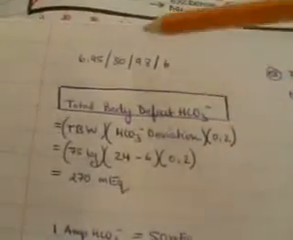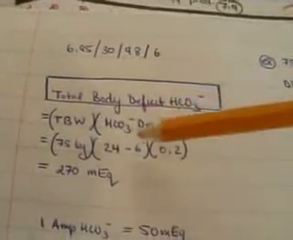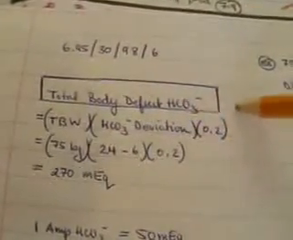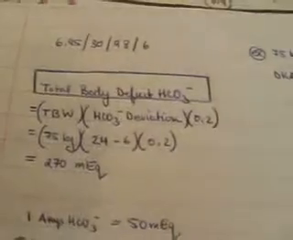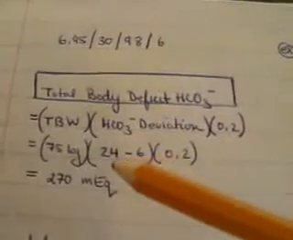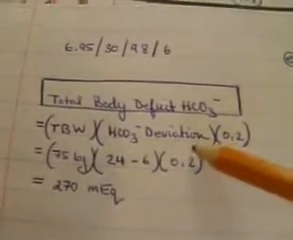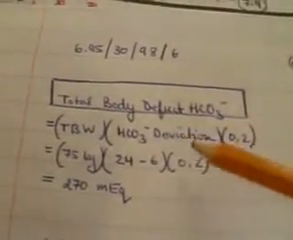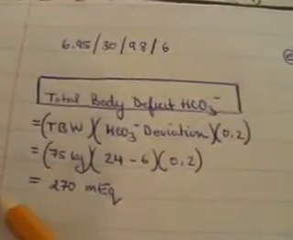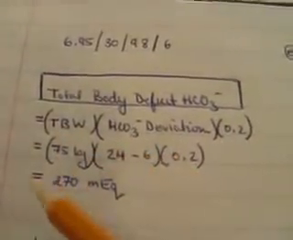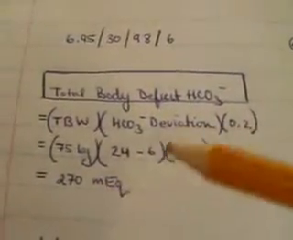And we can calculate the total body deficit of bicarb using the equation of total body weight in kilograms multiplied by the bicarb deviation from normal, which is normally 24 milliequivalents per liter, and you multiply by the fraction of extracellular fluid, which is 20%. Taking our example, the 75 kilogram patient multiplied by the deviation from normal, which is 24 minus 6, multiplied by 0.2, which is the fraction of the extracellular fluid, we can say that the patient has a deficit of 270 milliequivalents of bicarb.